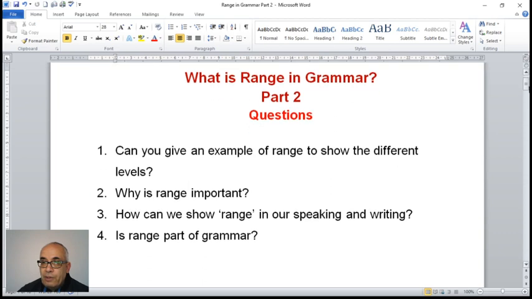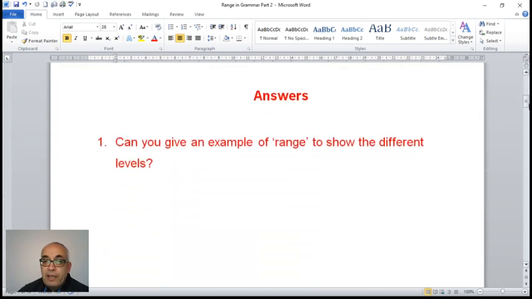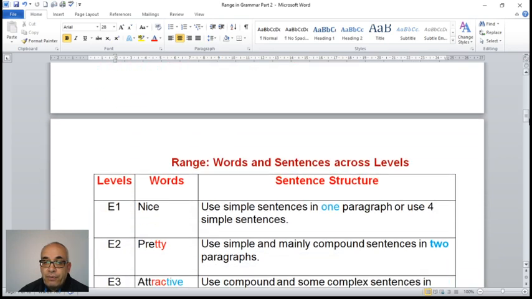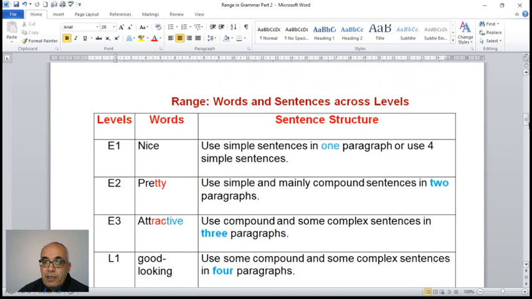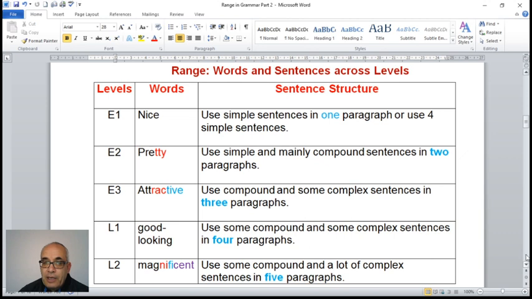Okay, let's move on. Can you give an example of range to show the different levels? Yes, I can, and I will show you. Now, if you look at this one here, this will show you. That's it. Now, this is the level: entry 1, entry 2, entry 3, level 1, level 2. And I explained this before. Entry 1 is basic, entry 2 is elementary, entry 3 is intermediate, level 1 is upper intermediate, and level 2 is advanced.